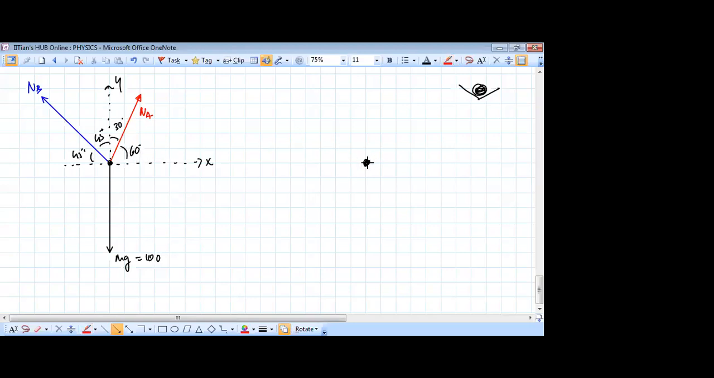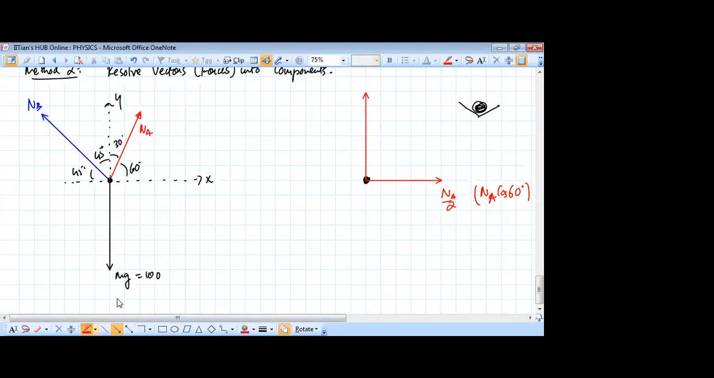With the x-axis it is making 60 degrees. So this one will be how much? It will be NA cos 60. So that is NA by 2, which is the same thing as NA cos 60 degrees, or NA sin 30, whatever. And the other component, the vertical one, will be root 3 by 2 NA, or NA sin 60 or cos 30 or whatever.